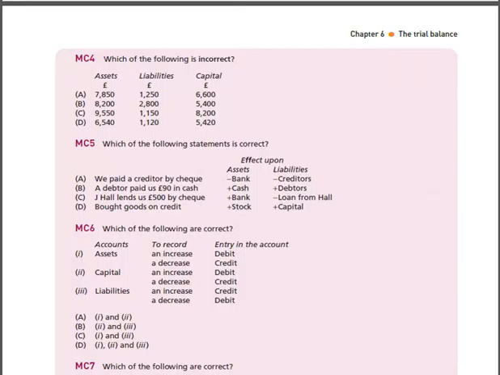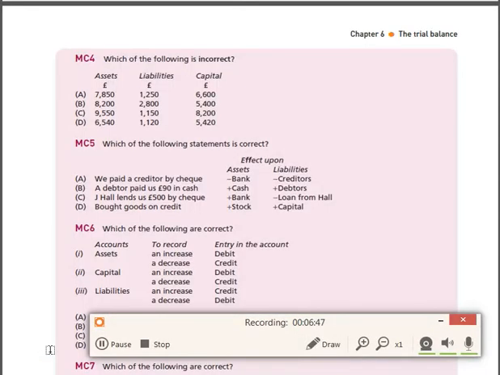Second one, a debtor paid us £90 in cash. Cash would increase and debtors would not increase here. Sorry, I'm just going to do it the other way. If you have to find out which one is the correct one, the first one is the correct one. The others are incorrect. So MC5A is the correct answer here.